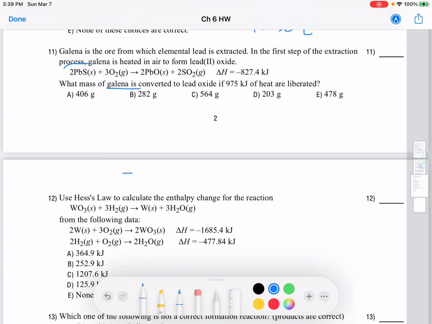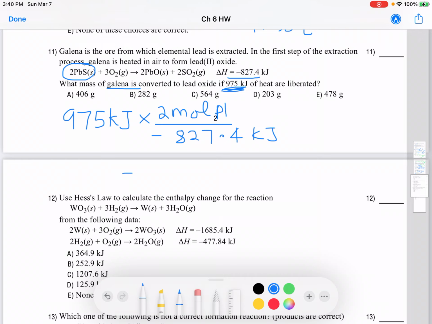So your galena is lead sulfide. It's asking what is the mass. We're going to use the known one, negative 827.4 kilojoules liberated when 2 moles of lead sulfide is heated. That's the known one, and 975 kilojoules is the amount we want to compare it with.